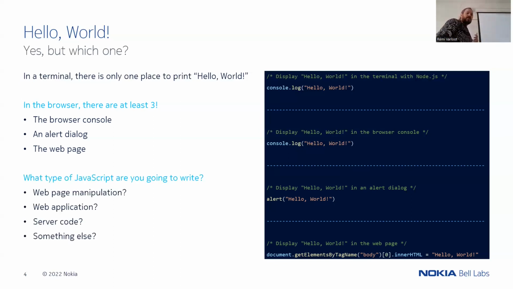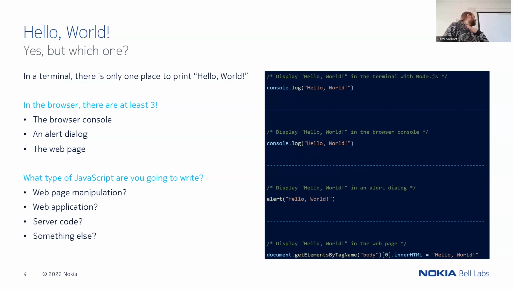And so one of the questions you want to ask yourself when you get into JavaScript is, what type of JavaScript am I going to write? Am I simply manipulating parts of a web page, small manipulations? Am I doing a whole web application, in which case JavaScript is going to be first and foremost? Am I writing server code, in which case I'm doing Node.js, and it's going to be a lot closer to Python or other code, something I will go less into? Or am I doing something else? And there are ways of doing JavaScript in different environments.